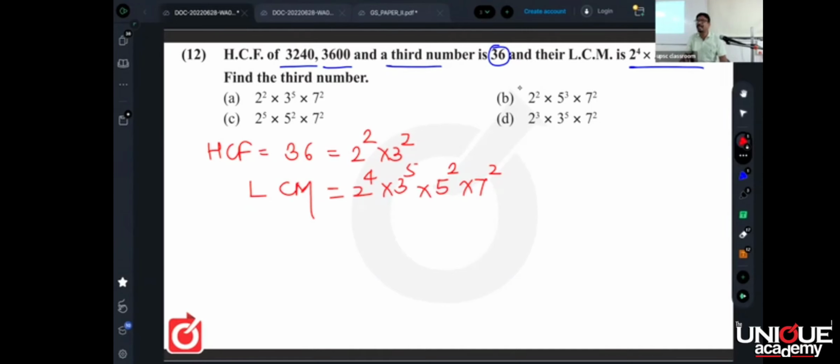So options B and C are no more, by eliminating these options B and C. Why? Because there is no 3 in the base. By eliminating these, is it clear? 2 and 3, sorry, options B and C are no more, so they are cancelled.